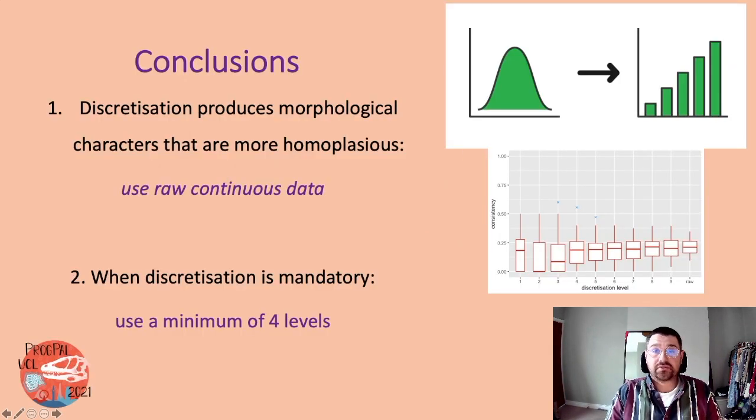So what do these results lead us to say to phylogeneticists using morphological data? Well, collect raw continuous data and use it if you can, because discretized versions of this data produce morphological characters that are more homoplasious, that will obfuscate the real results that should come from your data. And secondly, when discretization is mandatory, as it often is in certain pieces of software, use a minimum of 4 levels, i.e. use at least 5 character states when you are discretizing those continuous variables.